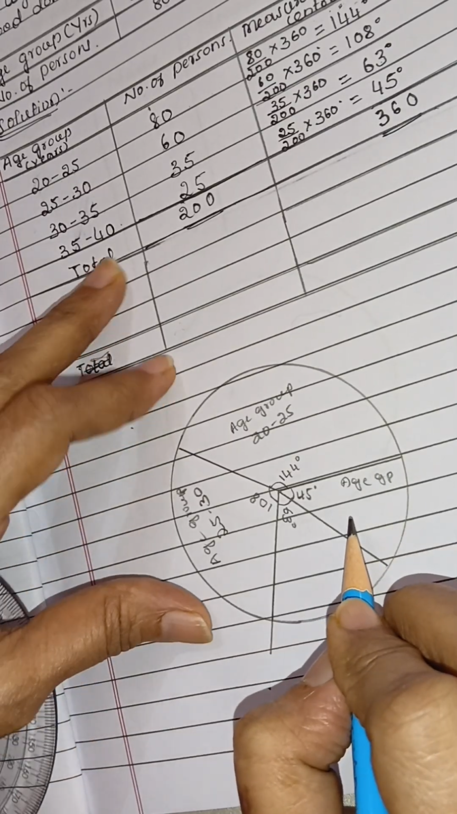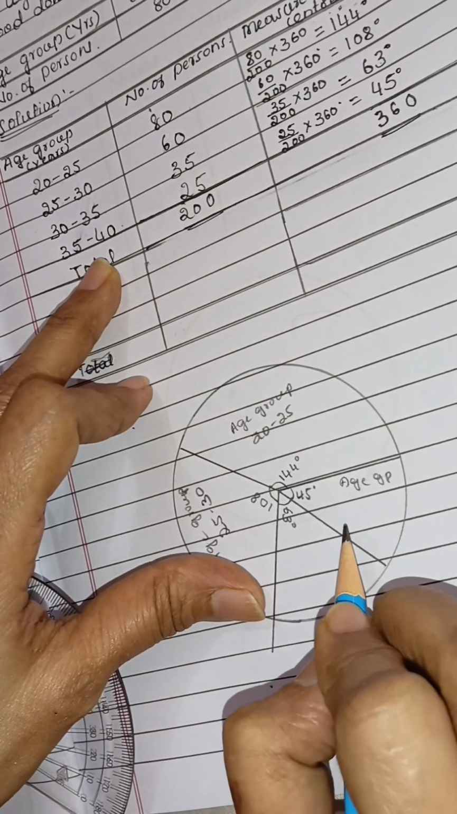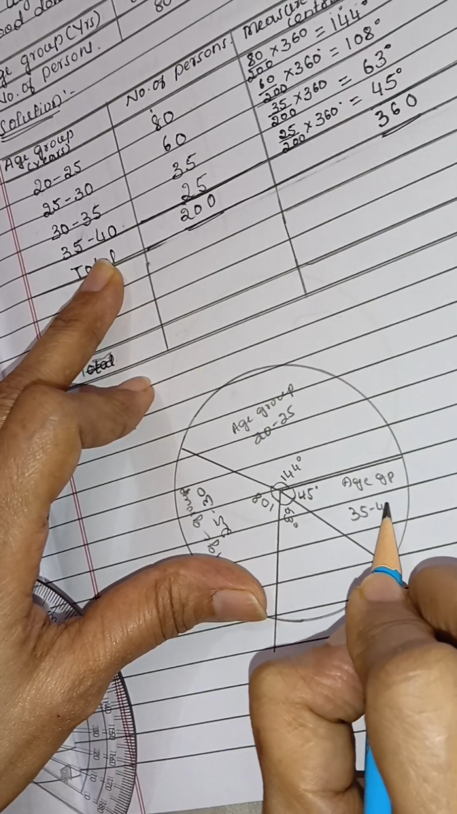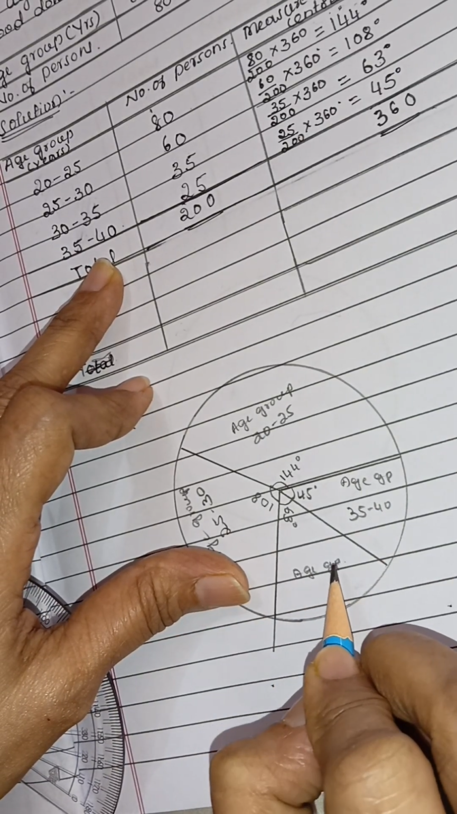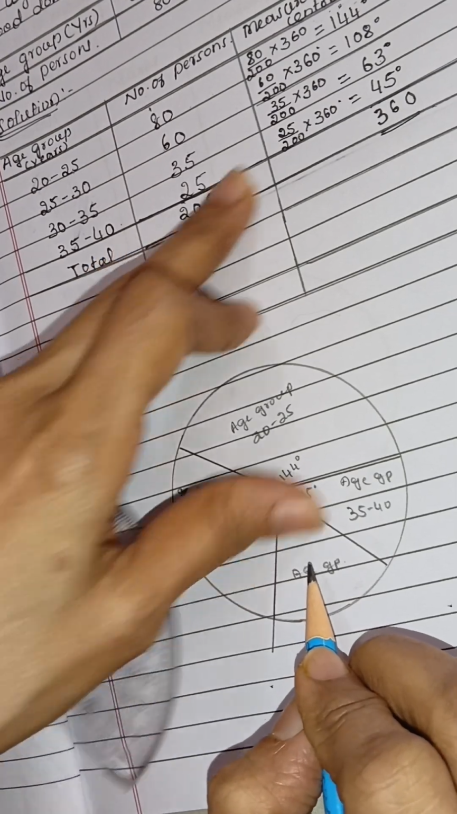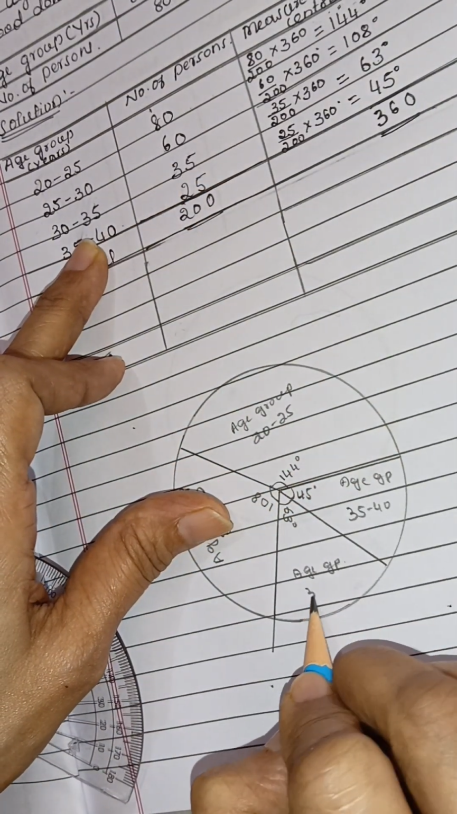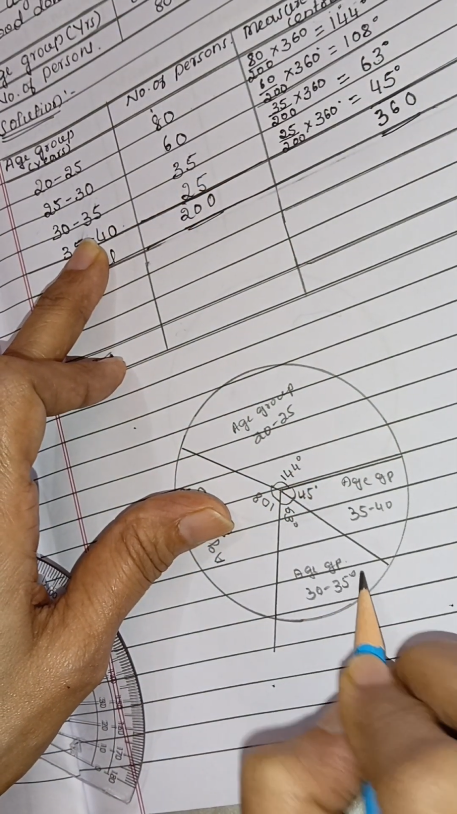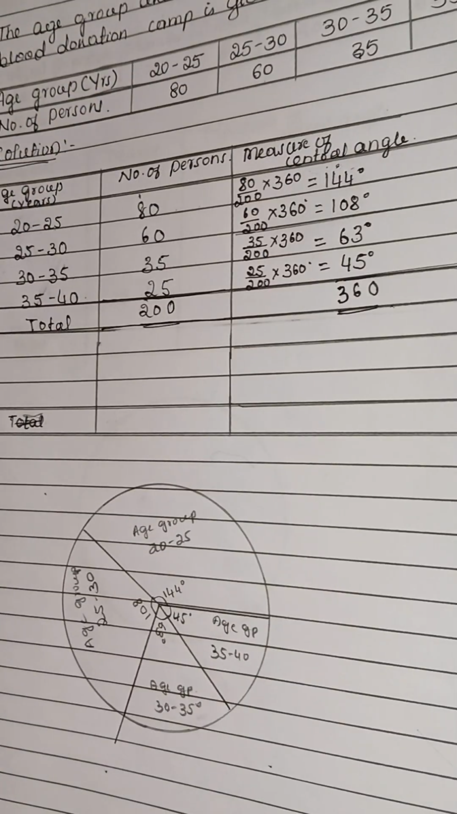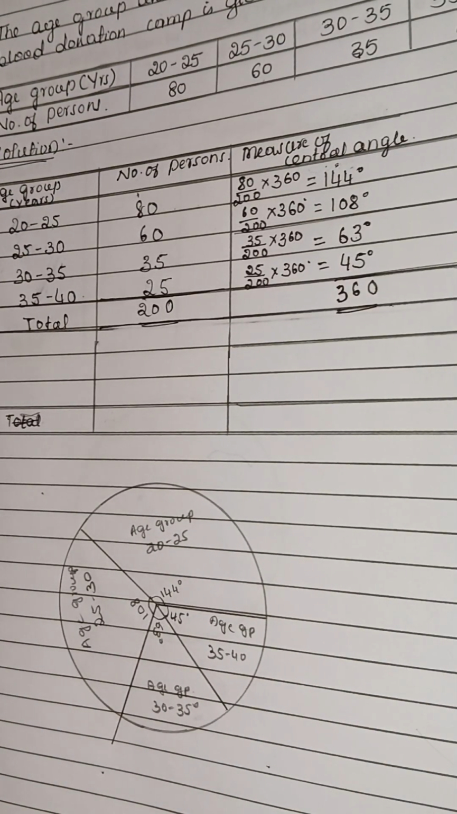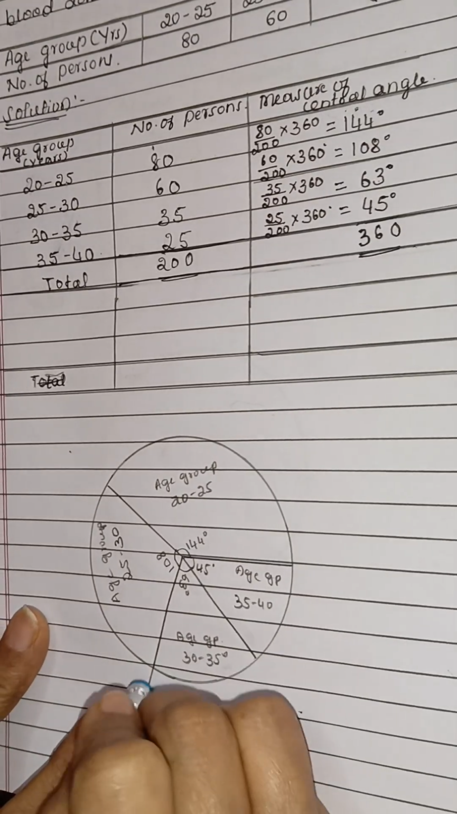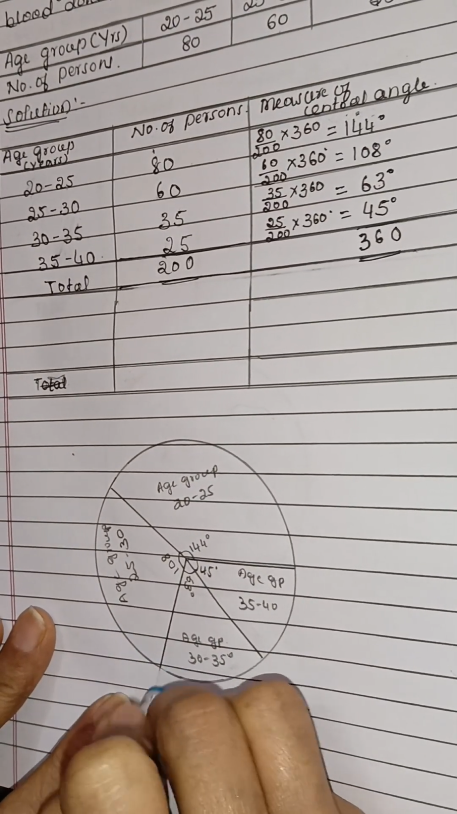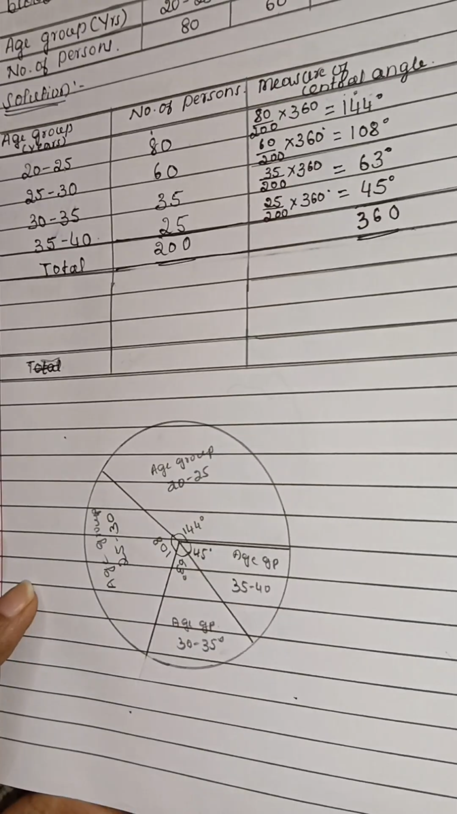This is 45, which is age group 35 to 40. And this age group is for 63: for 63, 30 to 35. Only this much you have to do. Very easy, a 4 marks question, a scoring one. And you have to rub out this extra portion; only inside the circle should remain.